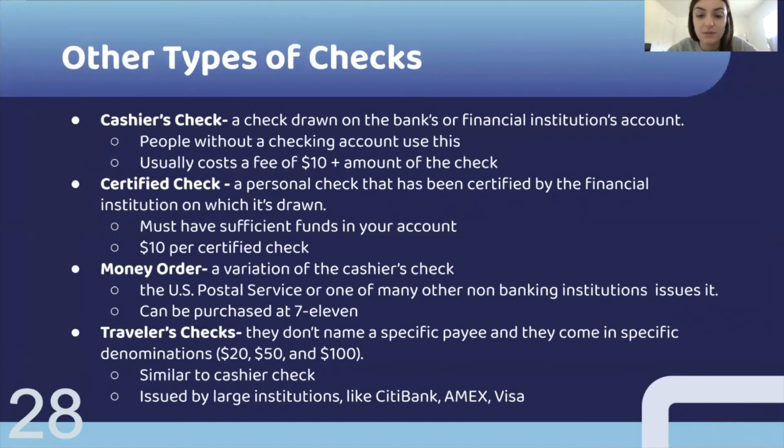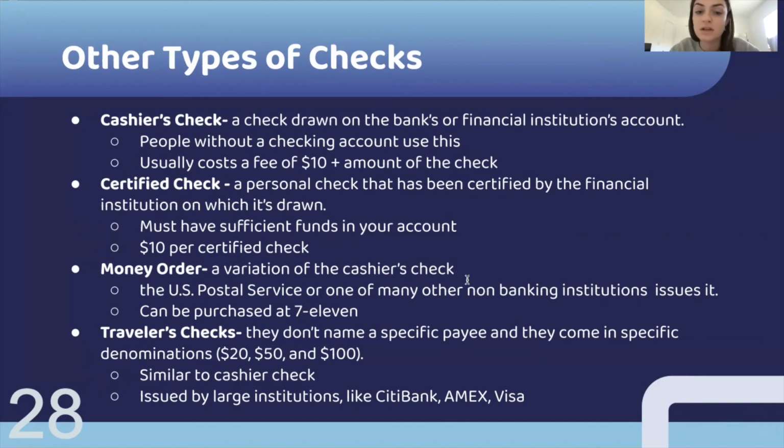The other types of checks that you can use are a cashier's check, a certified check, a money order, and a traveler's check. A cashier's check is a check drawn on the bank's or financial institution's account. People without a checking account can use this, and every check you take out usually has a fee of $10 plus the amount of the actual check that you want. A certified check is a personal check that has been certified by the financial institution on which it's drawn. You must have sufficient funds in your account, and it's also $10 per certified check.